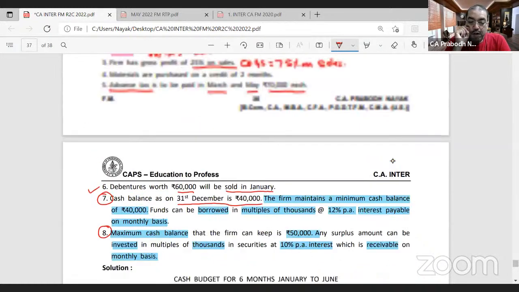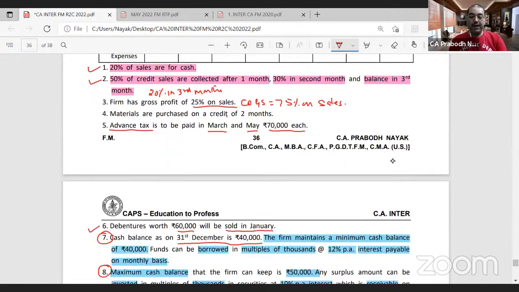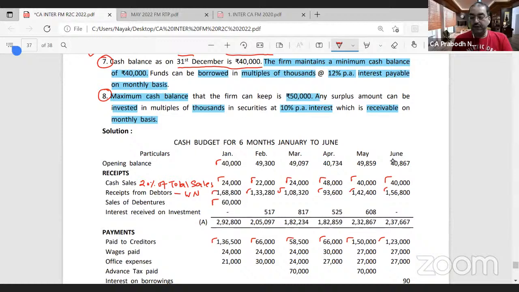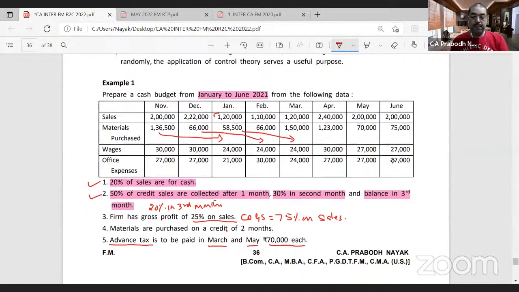Okay. So whatever was your purchase in November has been shown in Jan. Payment is made in Jan. So 1,36,500 is your November purchase, then December purchase, then Jan purchase, then Feb purchase, then March purchase, and April purchase. Then wages paid. You have got the wages paid.